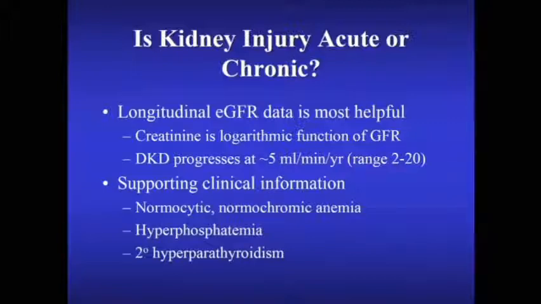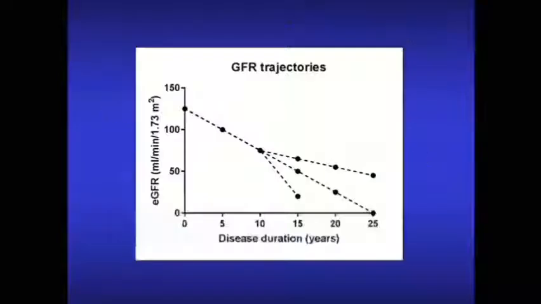Similarly, you can see patients with acute kidney injury who have hyperphosphatemia or secondary hyperparathyroidism, but that tends to occur more commonly with chronic kidney disease. And maybe the other thing I should have put on this slide is an ultrasound that shows evidence for fibrosis that would certainly lend itself to chronic kidney disease as well. And so those can give you some hints, but as I said, nothing replaces longitudinal data.